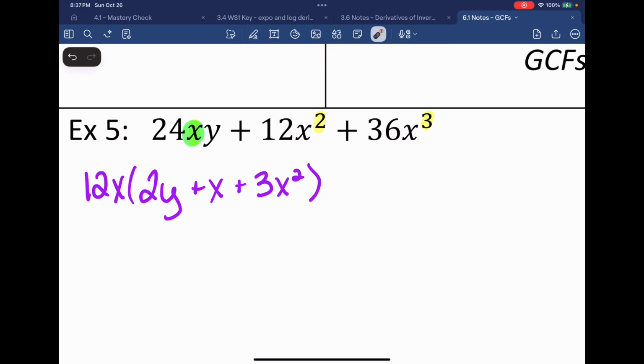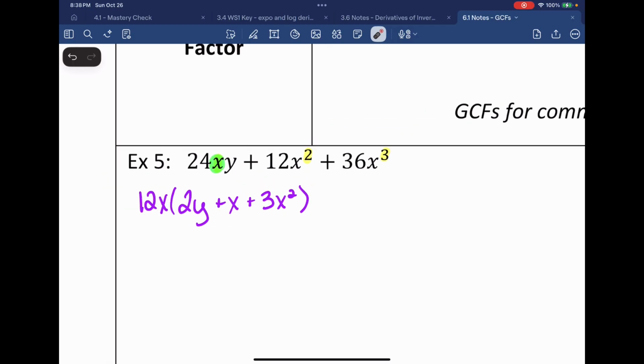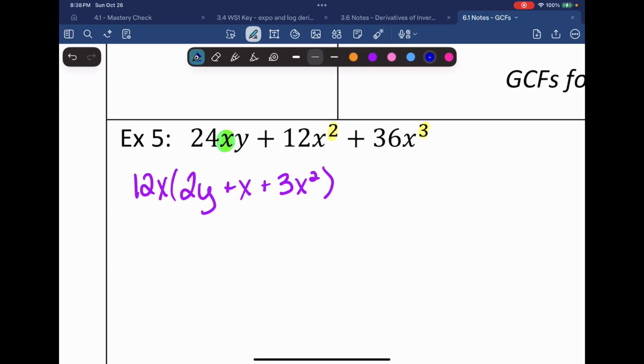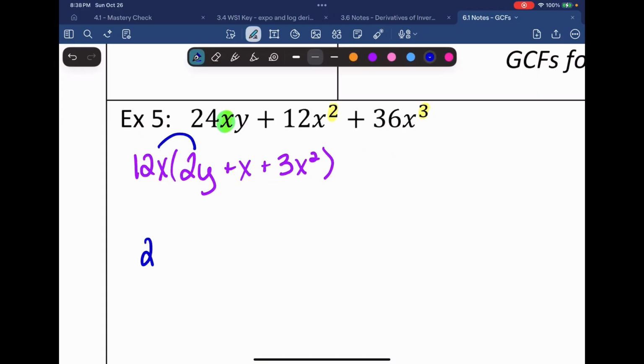If you did it right, you should not have any repeating common variables inside your parentheses. So what this means, 12x times 2y plus x plus 3x squared. If I redistribute, these are both factors of 24xy plus 12x squared plus 36x cubed. If you were to redistribute, you would get the original expression, which I do.